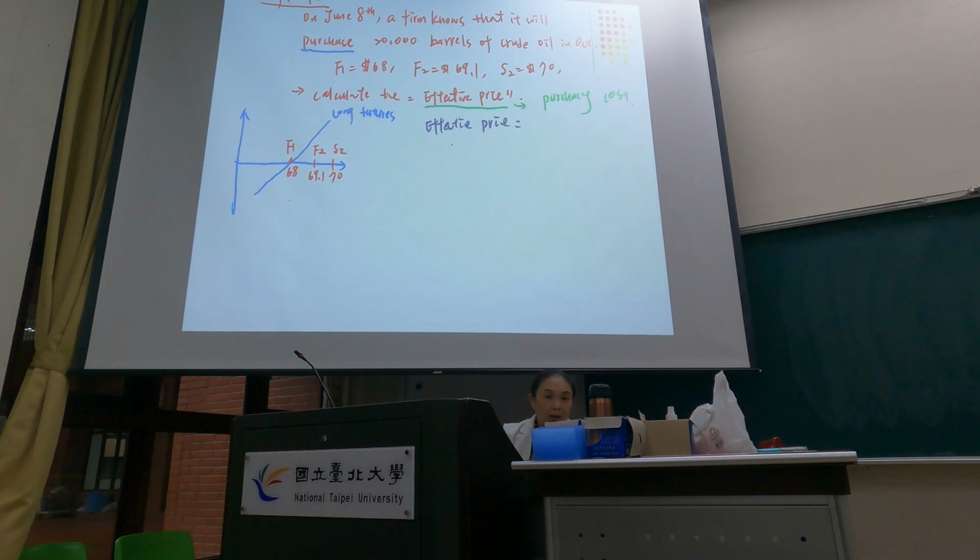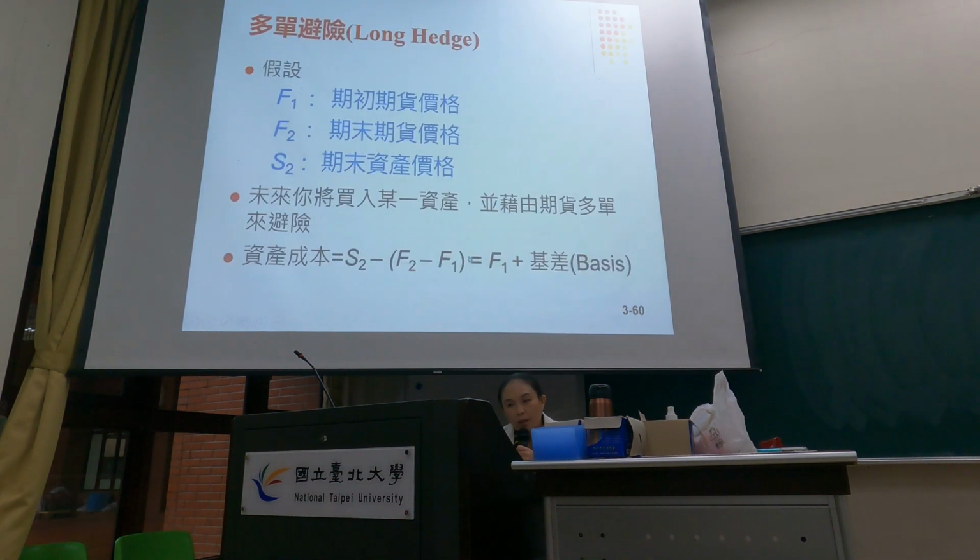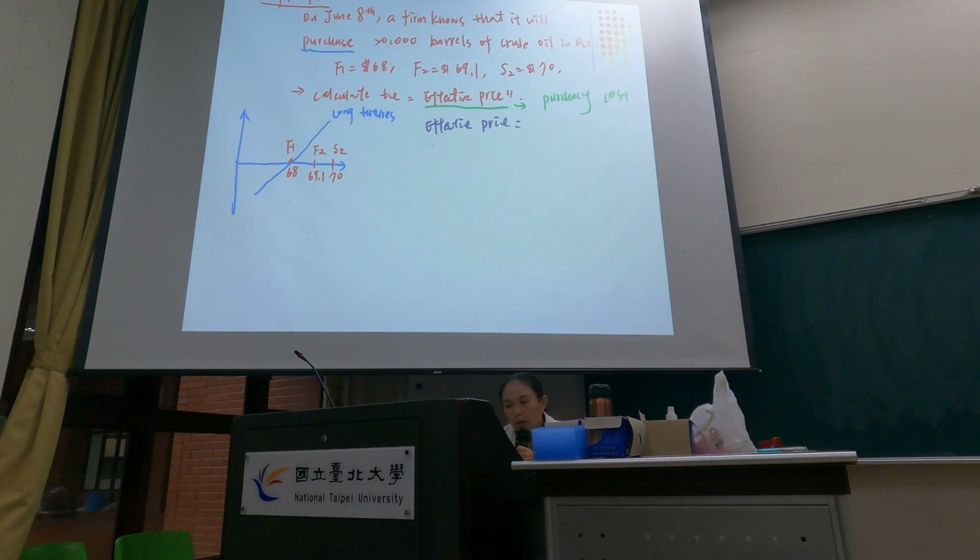Do you remember our formula? Right? Okay. So it's F1 plus B2, right? So equals to F1 plus S2 minus F2. Agree? So you can open the brackets. F1 plus S2 minus F2. So what equals to 68 plus 70 minus 69.1. Agree? So the answer would be 68.9.